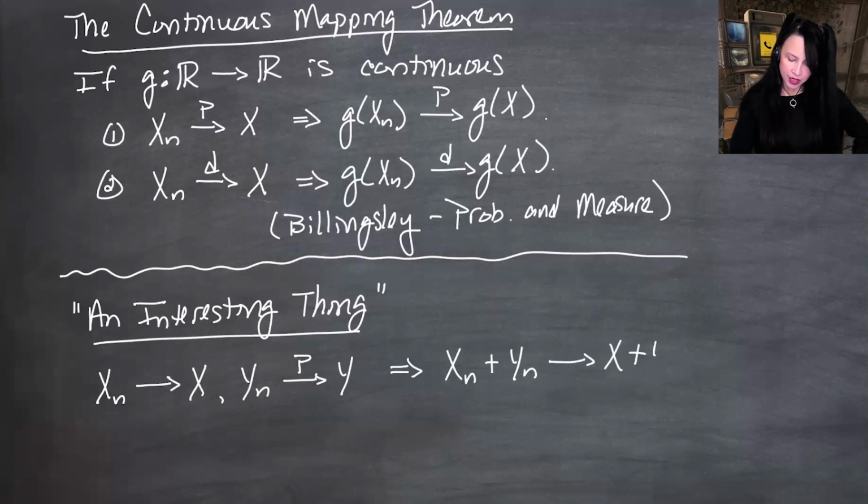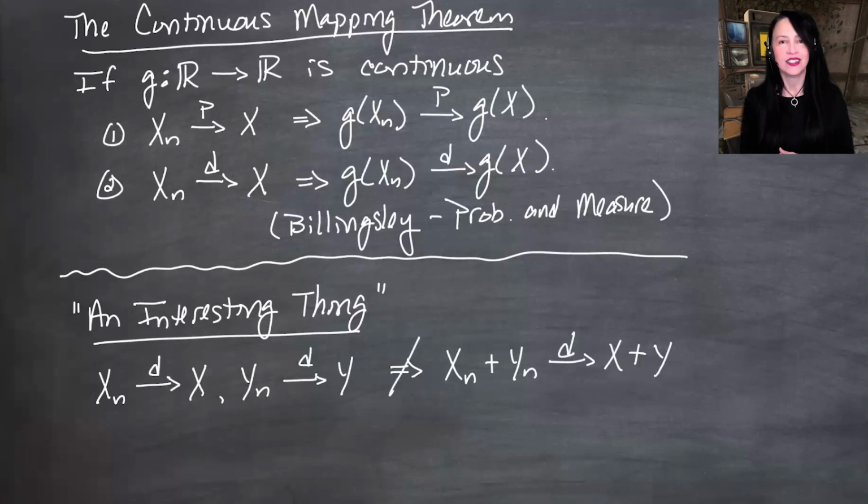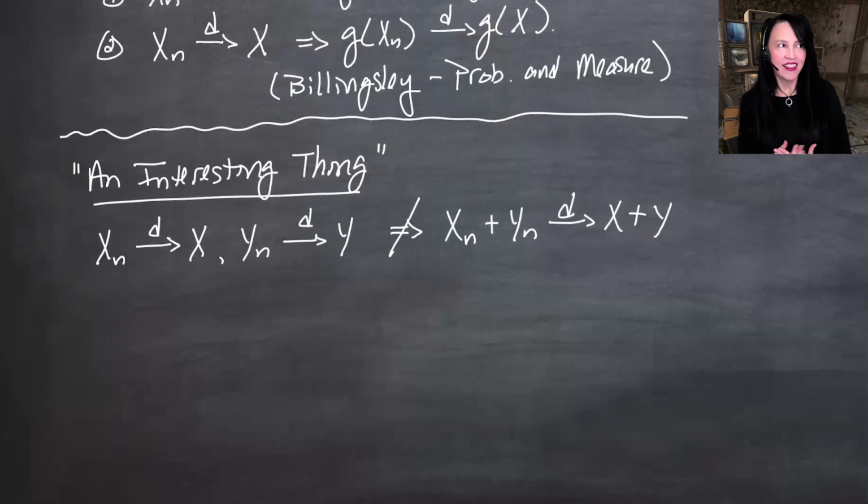But I really shouldn't have been so flippant with that because it's actually not true when you have convergence in distribution. I know that doesn't feel good, does it? The reason is, again, that it's not really about the random variables getting close, but about their distributions getting close. So let me give you an example.